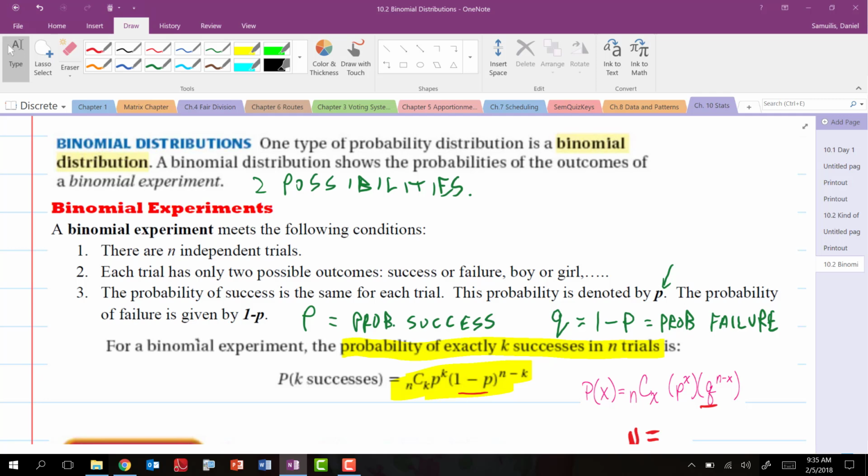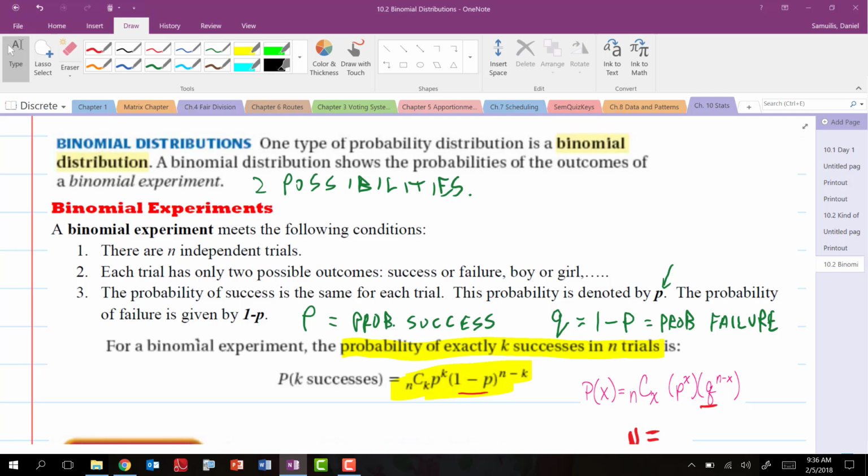A binomial experiment meets the following conditions. 1, there are n independent trials. In the last one, we had 4 trials, 4 questions. That's what that means. On a 4-question test, n would be 4. Of these 4 questions, what's the probability I get 3 wrong and then 1 right? That's how that would have worked. 2, for each trial, there are only 2 possible outcomes. In the last one, it's perfect: success or failure, get it right or get it wrong.